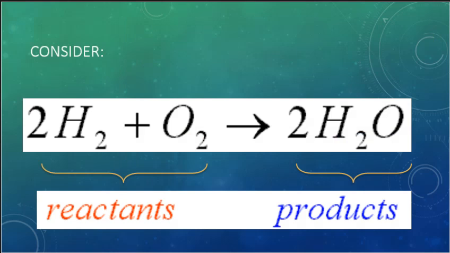How many oxygens do we have? 2. See this big 2 on the product side? That also goes for the oxygen. So how many oxygens do I have on the product side? 2. Do you see that? Okay. So this is a balanced equation right here.